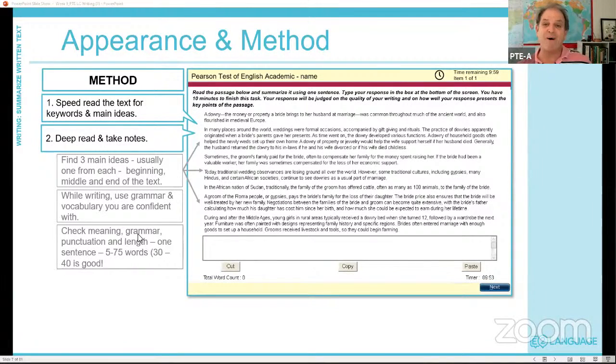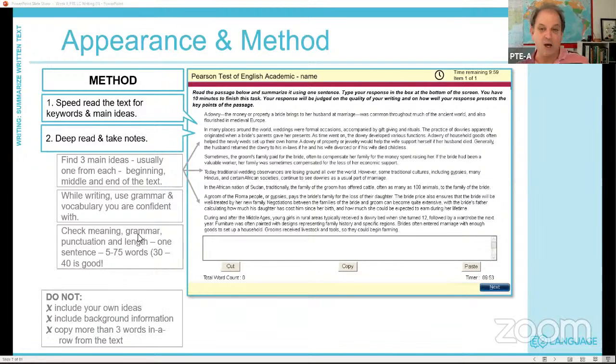Now you can write from 5 to 75 words, but we think a comfortable length is about 30 or 40 words, because 30 or 40 words will summarize the main ideas and is a manageable length sentence. Don't include your own ideas. All the ideas come from the text here. You must use the information in this text, not stuff you've heard before or other ideas. And try not to copy too much of the text.